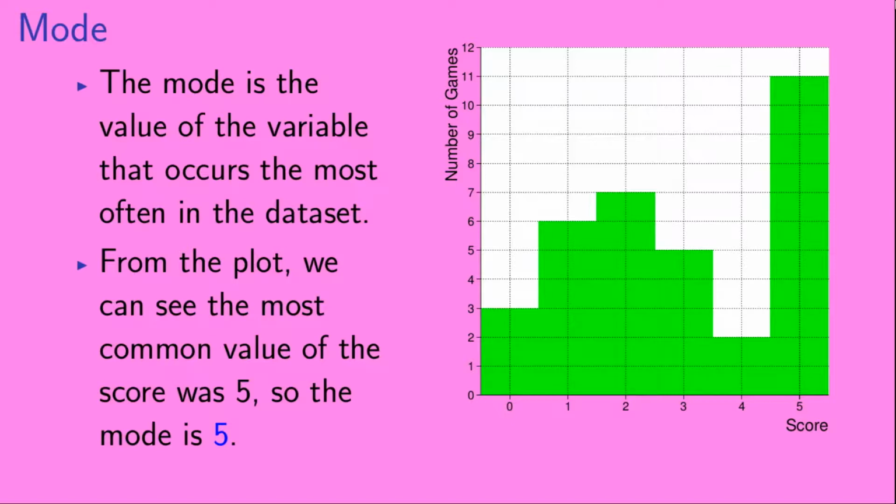Okay, so the mode is the value of the variable that occurs the most often in the dataset. From the plot, we can see that the most common value of the score was 5, so the mode is 5.